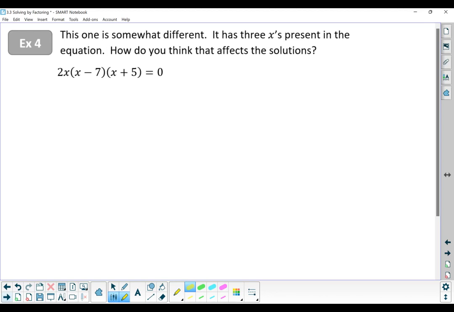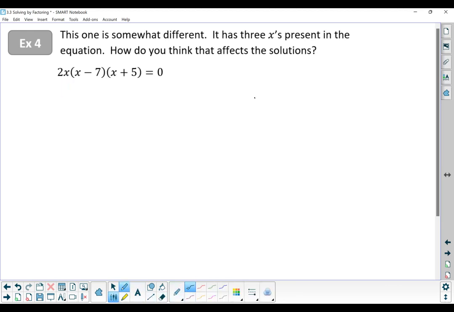Okay, this one has 3 x's present. All of our other equations have only had 2 x's present, but now we have 3 x's present. So thinking about our zero product property, if A times B equals 0, we know that A is 0 or B is 0. We have two answers. If we have 3 things being multiplied together, the zero product property works as well. It's just that we have 3 solutions. A equals 0, B equals 0, C equals 0. So on this one, we're going to have 3 answers because we have 3 x's present.